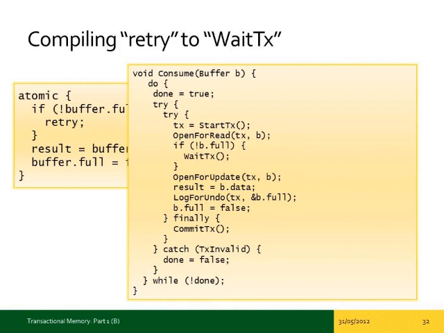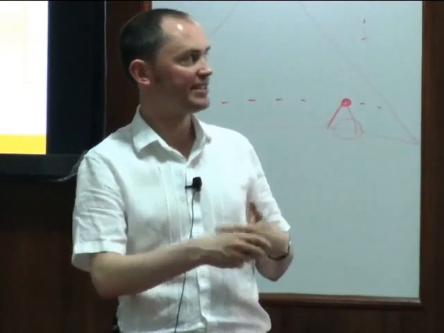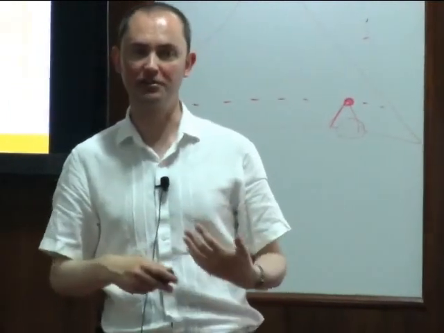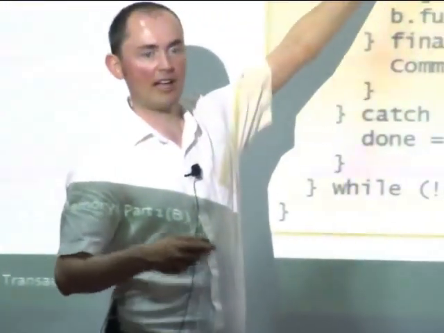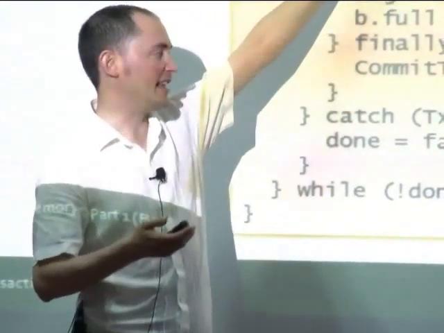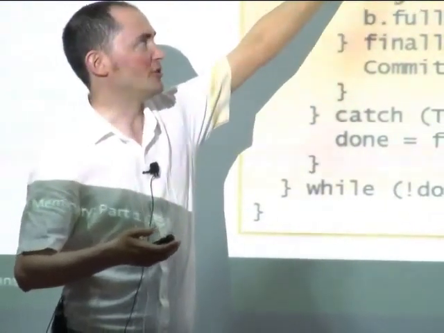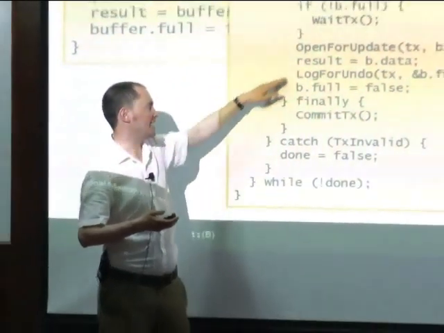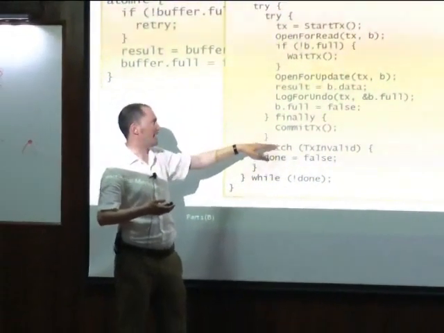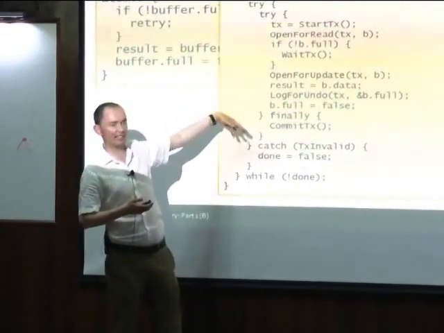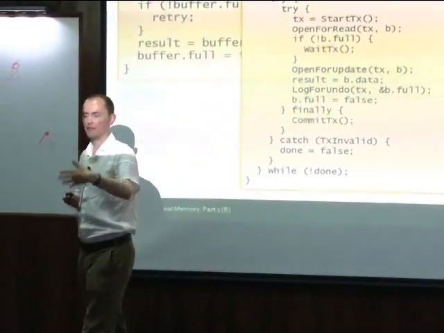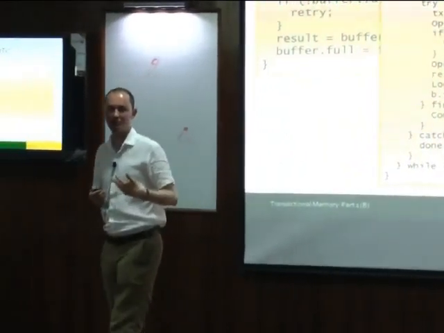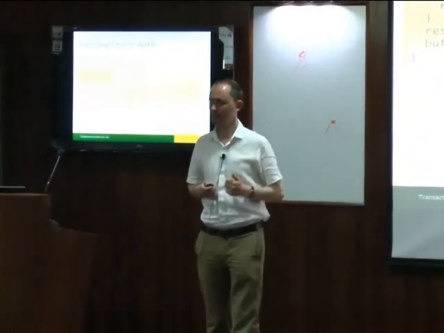Retry compiles into a call to wait tx. And as I said, semantically, this is equivalent to aborting the transaction. So wait tx is going to block for a little while and then raise the tx invalid or tx aborted exception, which will propagate outwards to here, and then we'll catch it and go around the loop a second time. The work within wait is going to actually deal with the rollback so that we've undone all the tentative work that the transaction has attempted.